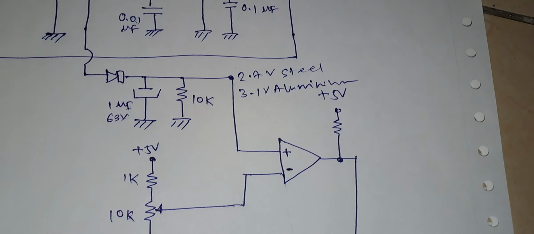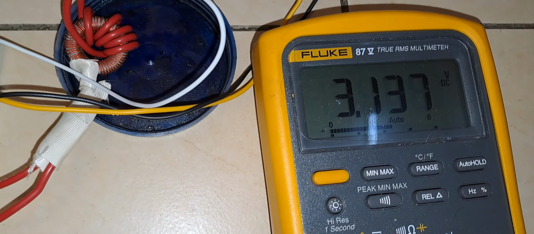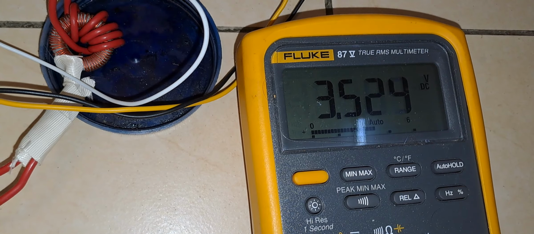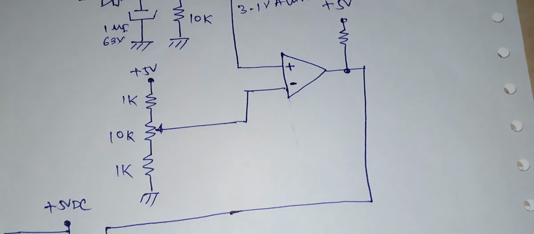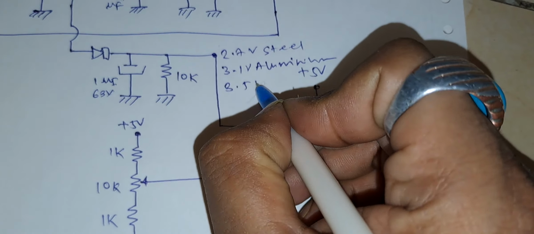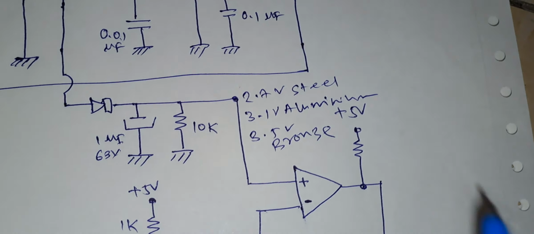Now I am going to put a bronze vessel. We will see the response. How much is the voltage? So here is the bronze. The voltage is 3.5 volts. You can see, highest. The voltage was 3.5 volts for bronze. Let me write it. 3.5 volts for bronze. So I have tested with 3 different metals.